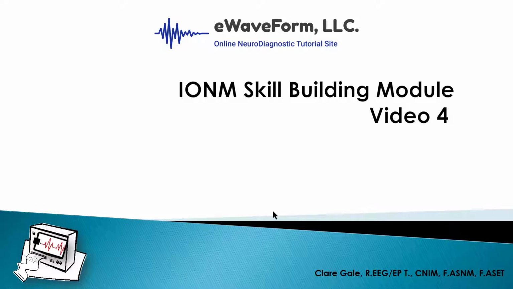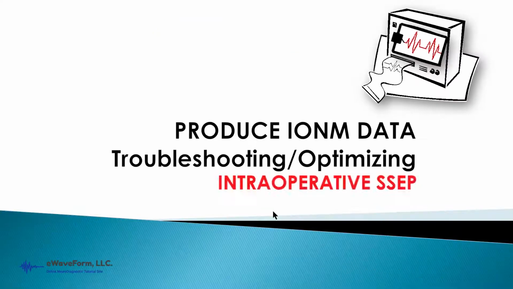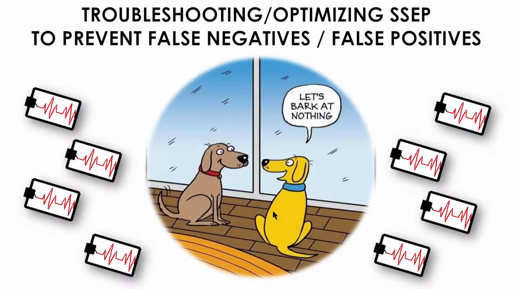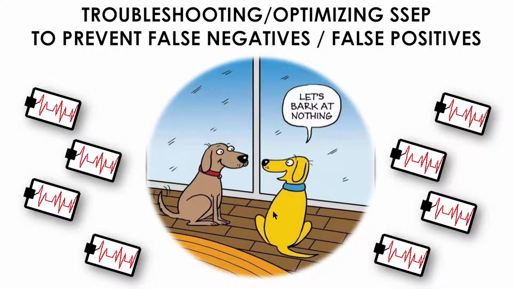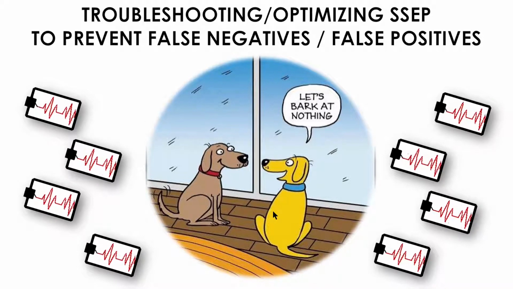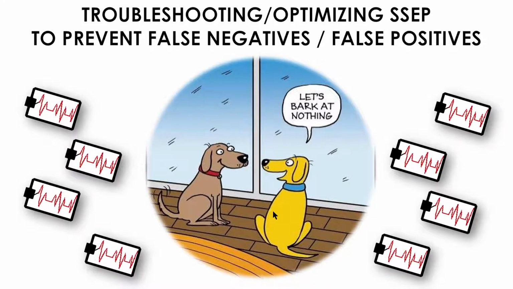This is Intraoperative Neuromonitoring Skill Building Module video number 4. In this video, we are going to talk about troubleshooting and optimizing intraoperative somatosensory evoked potential data. We want to troubleshoot and optimize best we can to prevent false negatives and false positives.